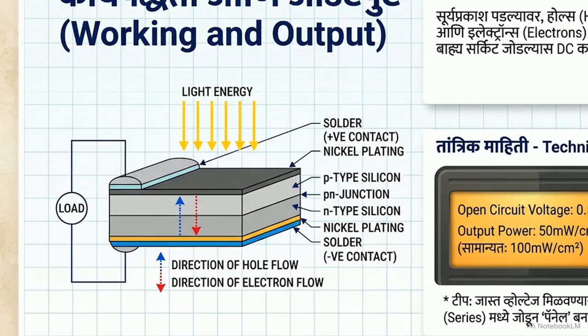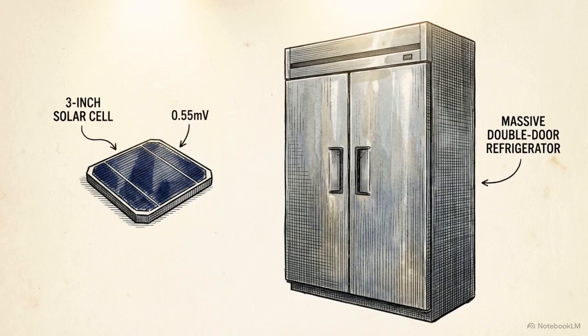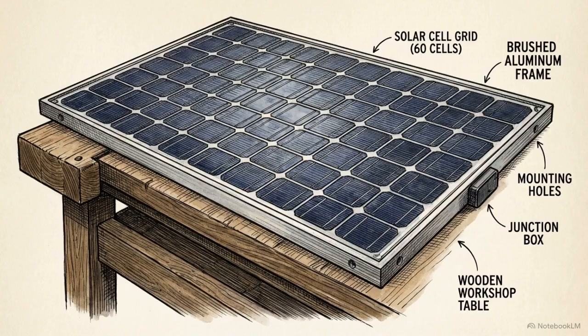A single silicon cell operating under these conditions produces an open circuit voltage of roughly 0.55 millivolts. Half a millivolt is a tiny amount of power. It won't run a refrigerator or even a light bulb. To make this practical, engineers wire dozens of these individual cells together in a continuous series. That connected chain of cells is what we call a solar panel.